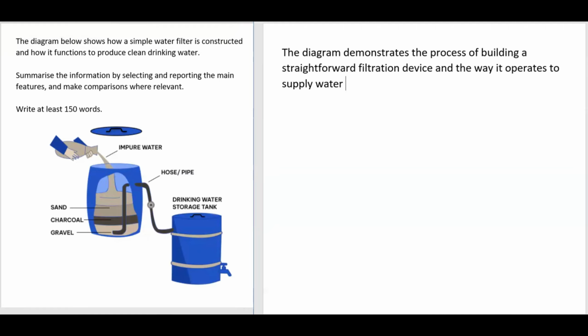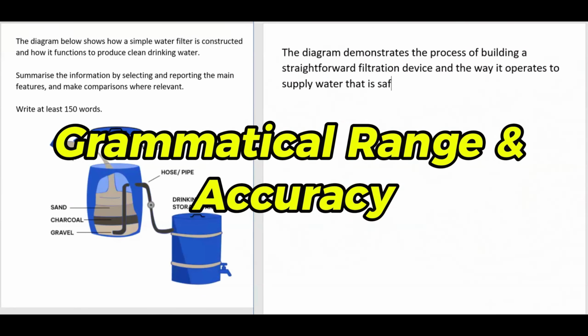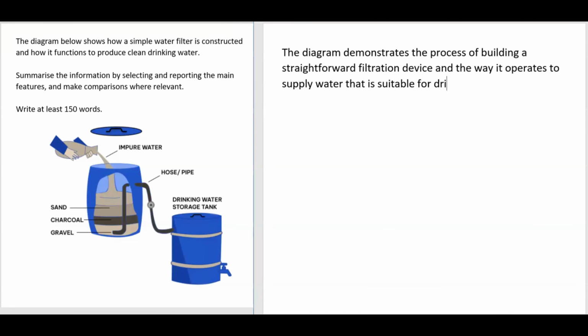Supply water. So in the prompt, it says clean drinking water, but I should not be repeating that. I should use a different expression. So supply water, I can probably write it this way. That is safe for, or maybe suitable for. How does it read? The diagram demonstrates the process of building a straightforward filtration device and the way it operates to supply water that is suitable for drinking.